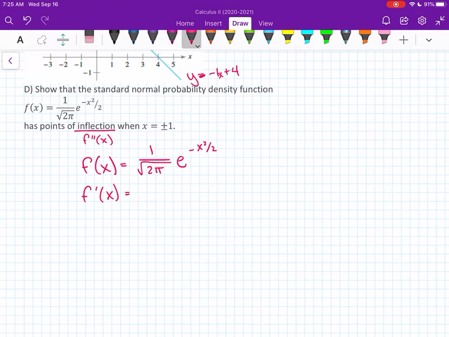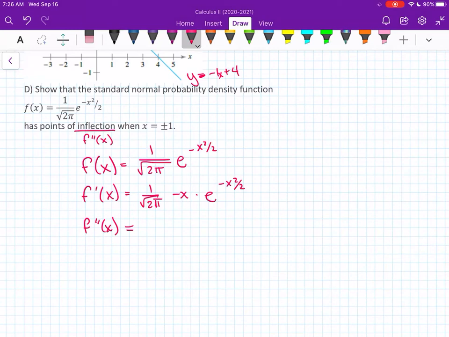Luckily, I don't need to use product rule quite yet, so I have my constant in the front, 1 over the square root of 2 pi, there we go. And then I got to use my good old friend, the chain rule. So the derivative of the exponent is just negative x. And then I have times e to the negative x squared over 2. Great. And so now let's go ahead and find the second derivative.